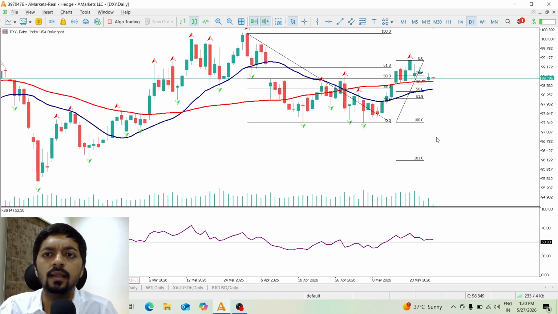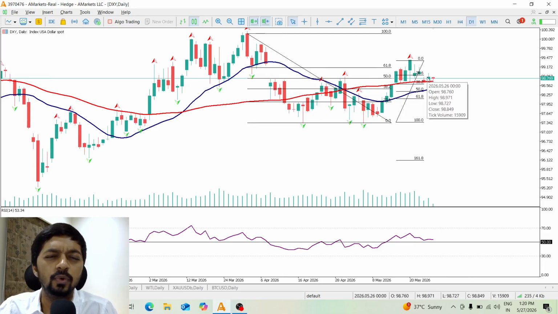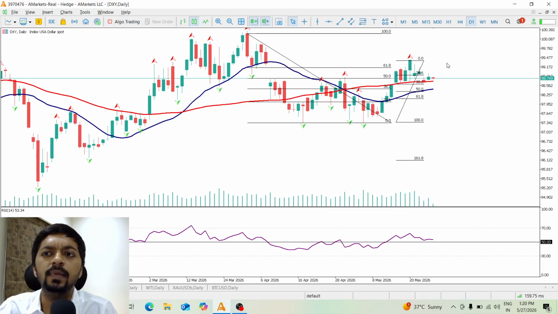Now let's talk about the technical analysis part. The dollar index is still trading above the 55 period moving average, and also above the 38.2 Fibonacci level. If price breaks above the 61.8 level, which is 99.200, we can expect 99.500, even 100 in the upcoming session. But if the dollar index fails to move above 61.8 and breaks below the 38.2 level, which is 98.800, and also the 55 period moving average, we can expect further downside momentum up to 98.200, even 98 level in the upcoming session.